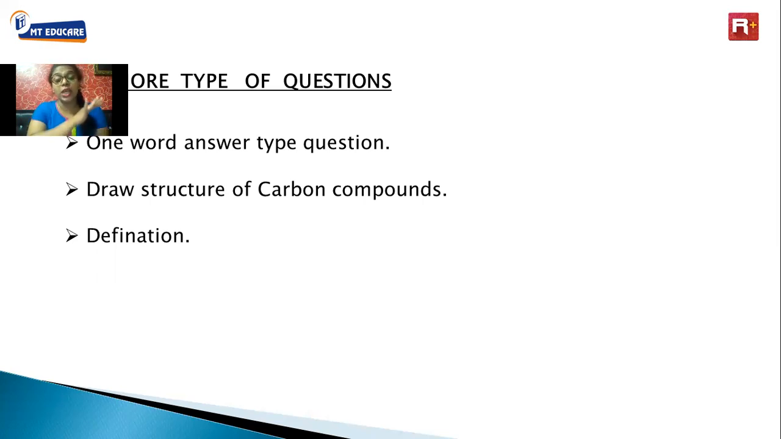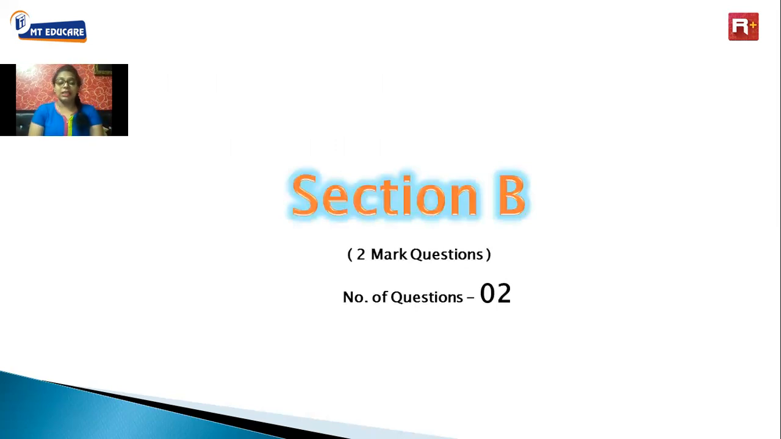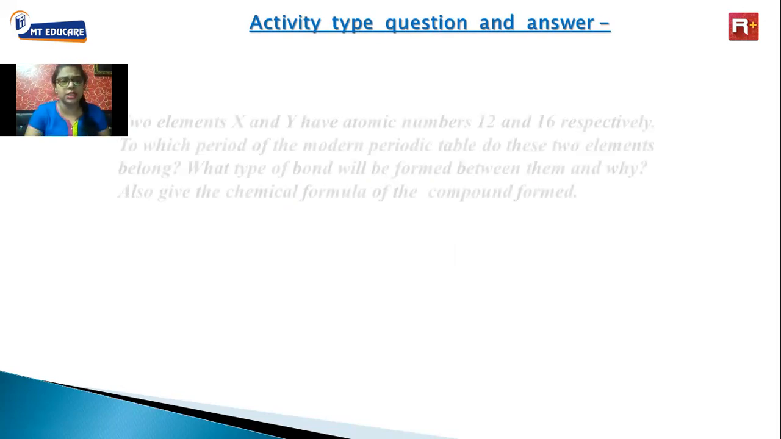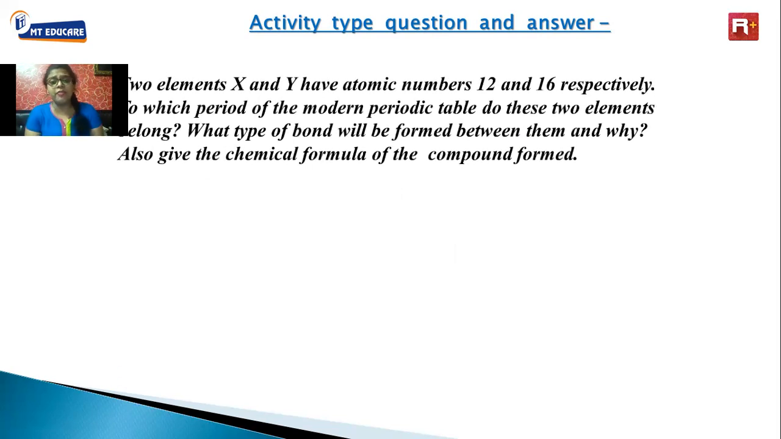So with this, we are done with section A. Let's talk about section B, that is 2 mark questions. Okay, hardly 2 or 3 questions can be asked in section B related to chemistry. And in section B, most probably activity type questions are asked. Right, that is practical based, practical solving, and activity type questions are asked. Let's take an example of the very first question.